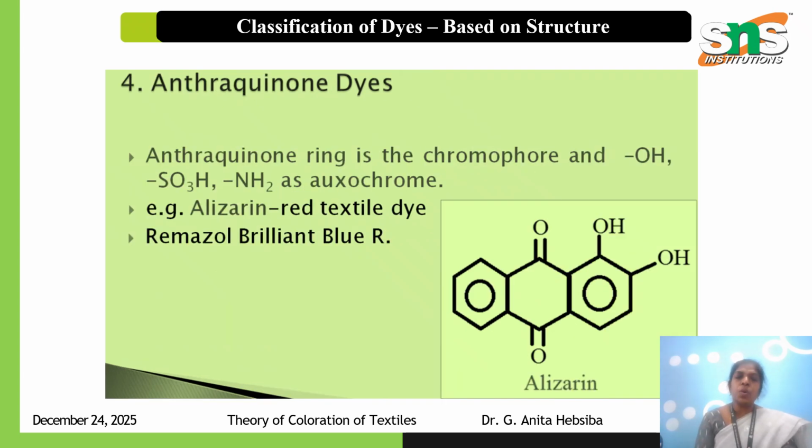The next one is anthraquinone dye. Here the anthraquinone ring is the chromophore and the OH group is the oxochrome. So the anthraquinone group gives the exact color of the dye and the OH group deepens the color. Alizarin red, which is a textile dye, and Remazol brilliant blue are very commonly used examples for anthraquinone dyes.